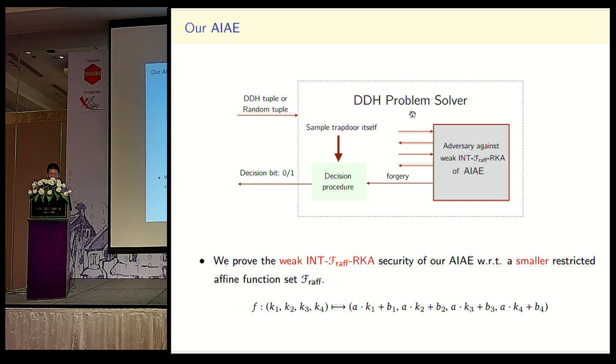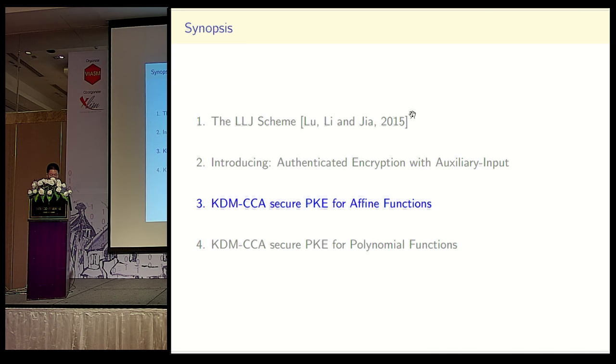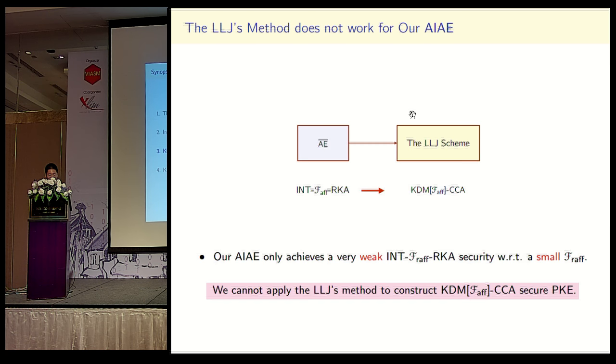Then we prove the weak INT-RKA security of our AIAE with respect to a smaller function set called the restricted affine function set. The weak INT-RKA security of our AIAE can be reduced to the DDH assumption smoothly because the DDH problem solver can sample the trapdoor itself and turn the forgery from the adversary of AIAE into a decision bit efficiently. Then we show our method to construct a KDM-CCA secure PKE for affine functions. We stress that our AIAE only achieves a very weak INT-RKA security for a small function set, so we cannot apply the LLJ method to construct a KDM-CCA secure PKE for affine functions.